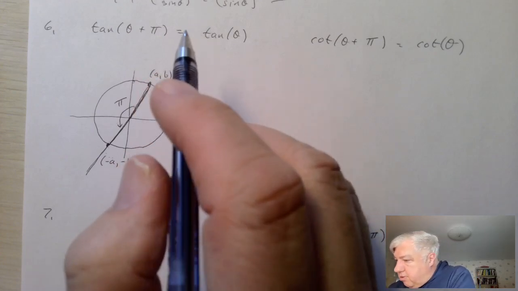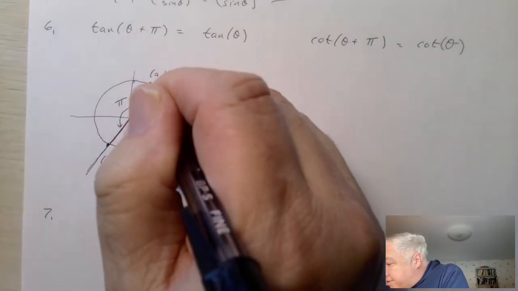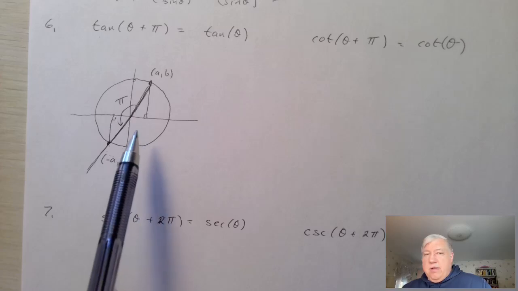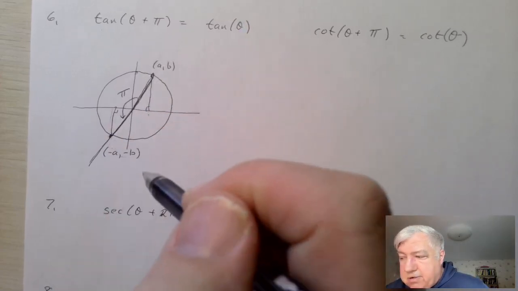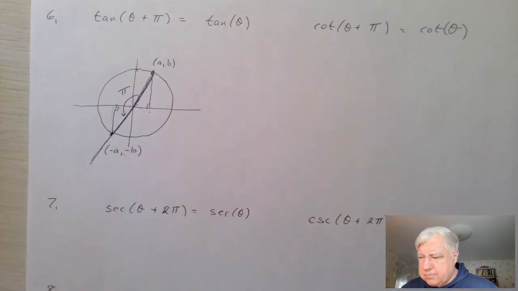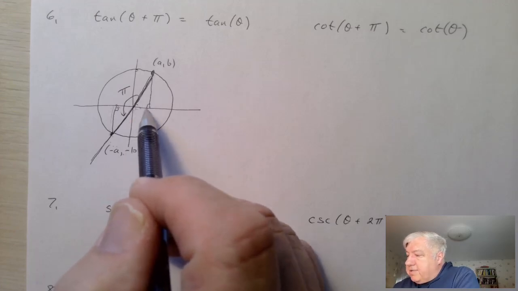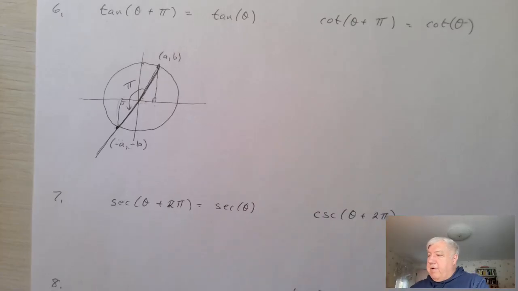Now the reason why the coordinates are opposites of each other is because if we draw a triangle here and draw a triangle here, this distance and this distance are going to be the same, and this distance and this distance will be the same. This positive distance would be A, and this positive distance would be B. So that's why that works.